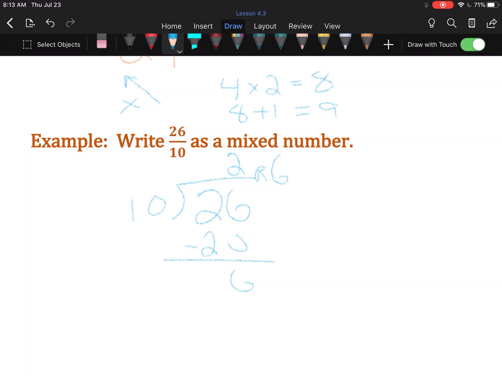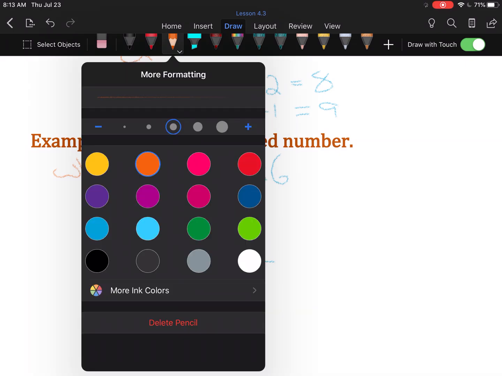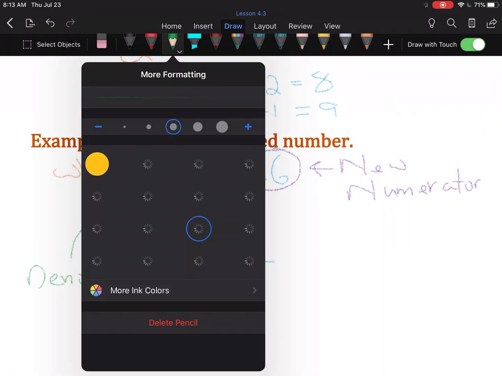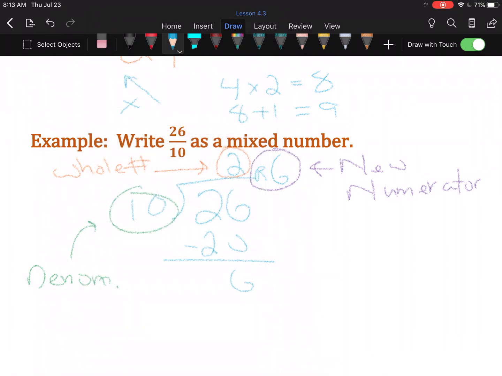Now, everything I need to make my mixed number is here. The 2 is the whole number. It's the big part. The remainder is my new numerator. And whatever we divided by is still the denominator. So the mixed number form here is 2 6/10.